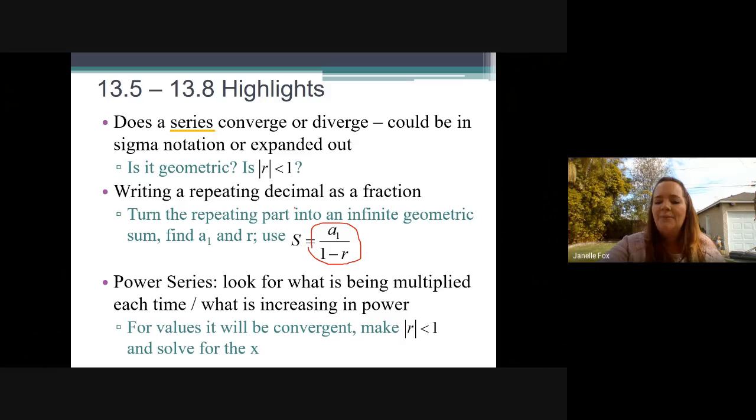Sorry. You're going to put whatever that is in absolute values, make it less than 1, and then you do the sandwich where you put -1 and +1, and then go from there.